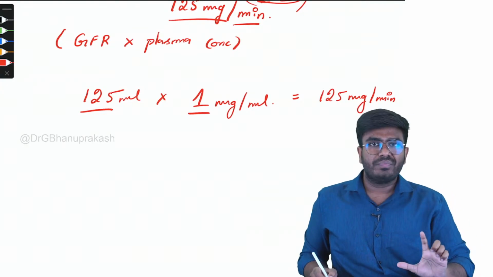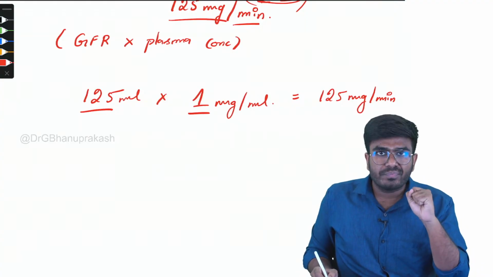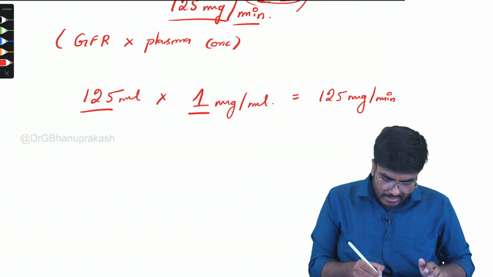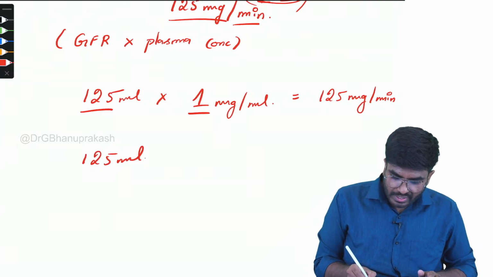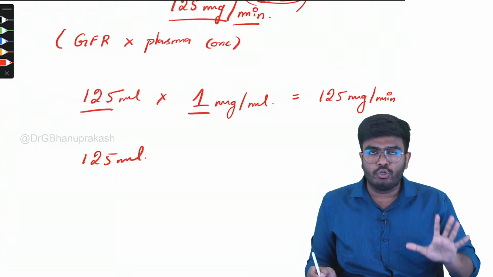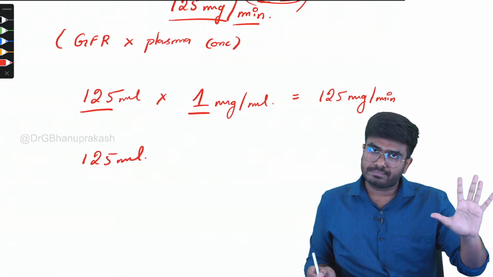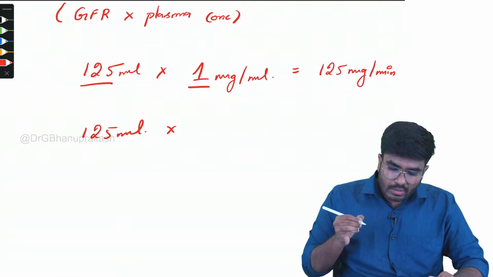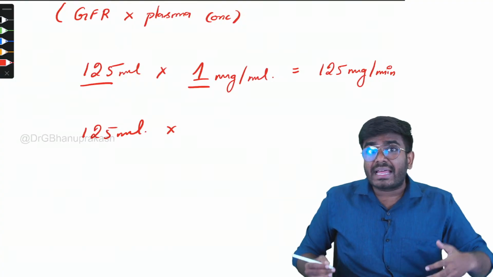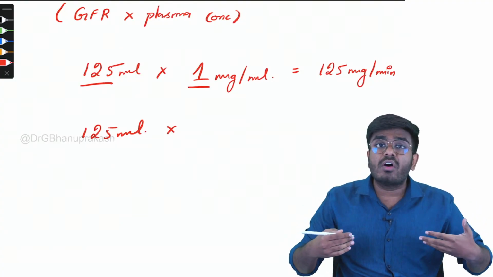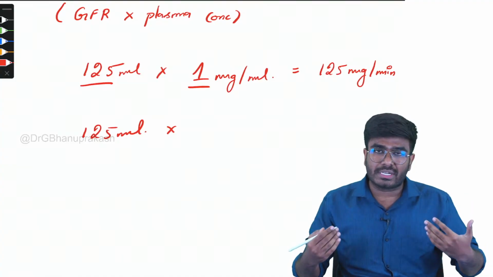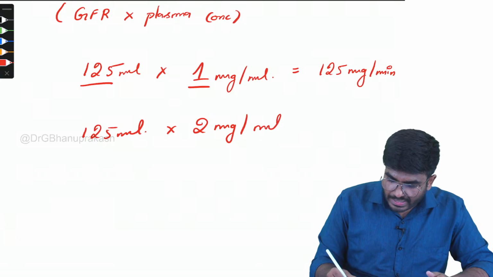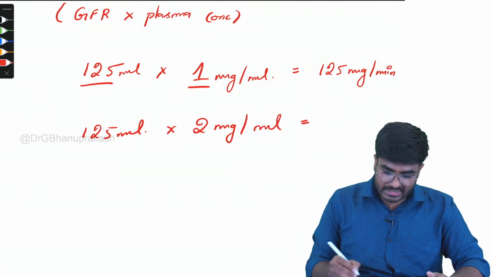For example, imagine one person who is suffering with diabetes mellitus. Now imagine that the GFR is constant. Even in a person with diabetes mellitus, let's assume the GFR is normal. Now, what happens to his blood levels of glucose? A diabetic has high levels of glucose in his blood, high plasma concentration of glucose. The plasma concentration is 2 milligrams per ml.